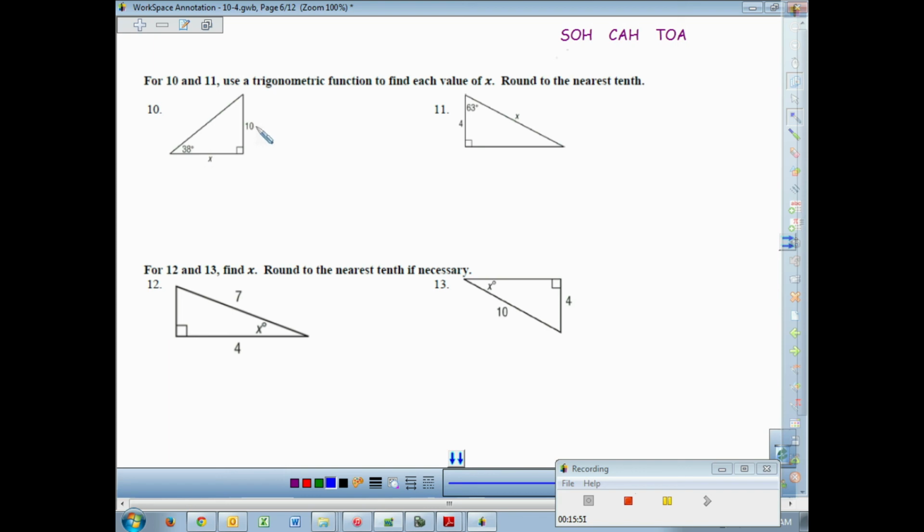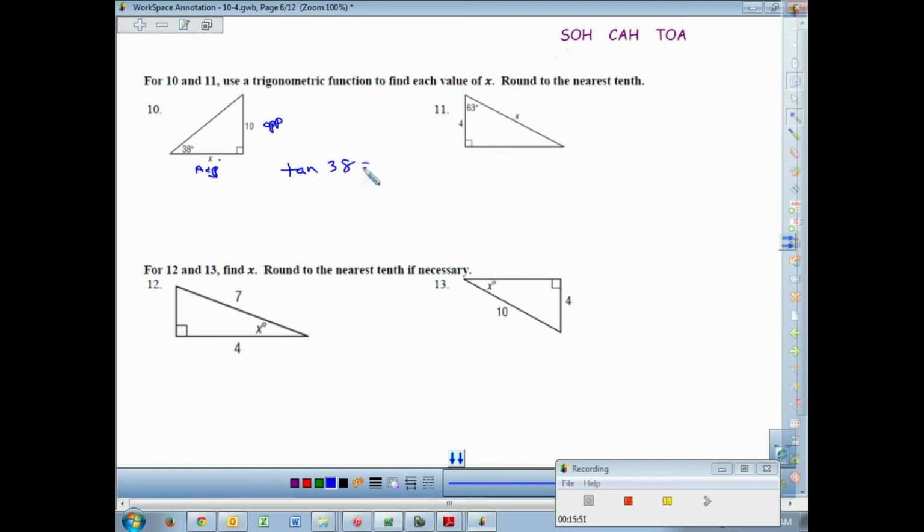10 is what in relation to that 38? Opposite. And x is adjacent. Which trig function will we be using? The tangent, make sure you say their names right. It's sine, cosine, and tangent. The tangent of the angle measure, which is how much?